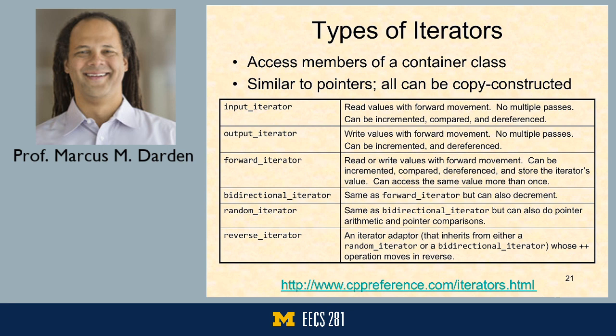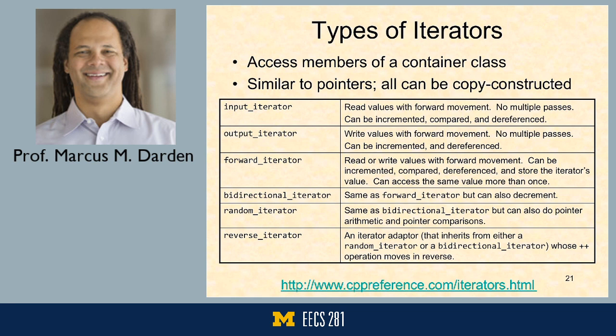A random iterator is a bidirectional iterator, but you can do pointer arithmetic on it. So a random iterator would allow you to get square brackets access into things. So I can do pointer comparisons and pointer arithmetic. Reverse iterator is just an adapter that inherits either from random or bidirectional, and what happens in a reverse iterator is plus just moves from right to left. So it's got a sort of an overloaded plus that makes it look like it's a decrementer.